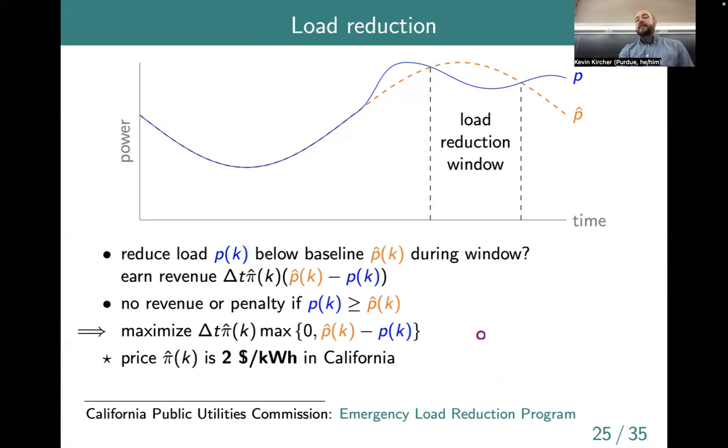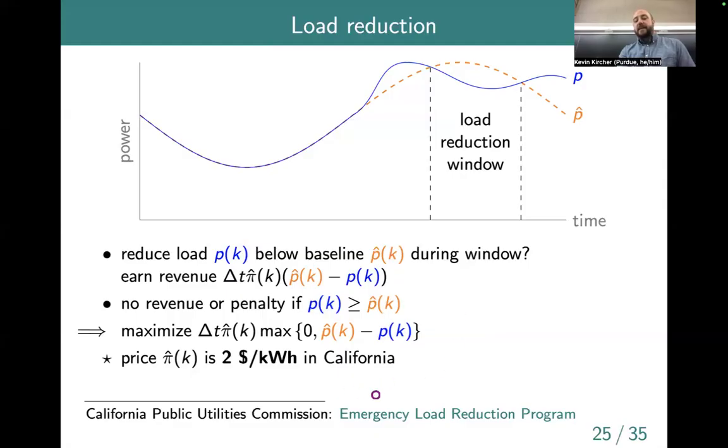So during those periods, the state of California has this emergency load reduction program, and there they basically raise the price of electricity. Well, no, they provide a very high incentive for people to reduce their energy consumption during those periods. So if you can wiggle around your actual power consumption such that during this critical window it is below your baseline power consumption, you get paid for the difference, the area between the orange and the blue curves.